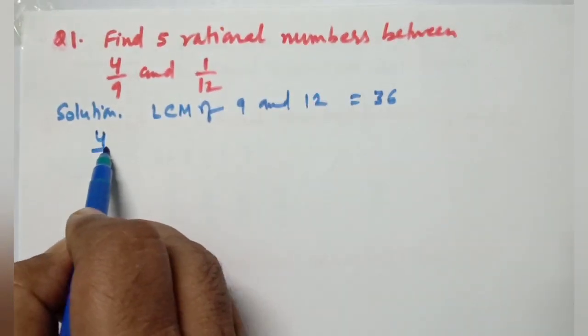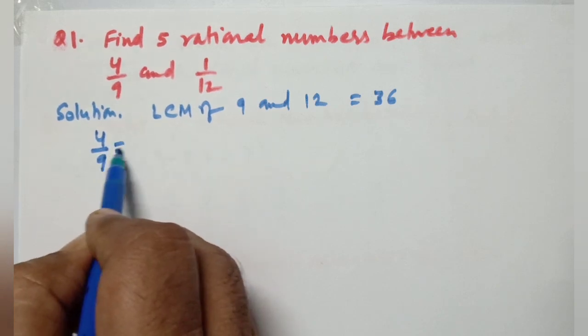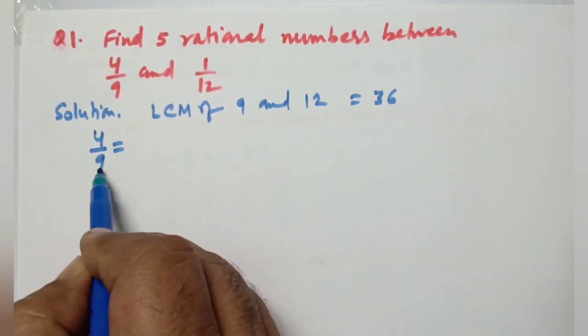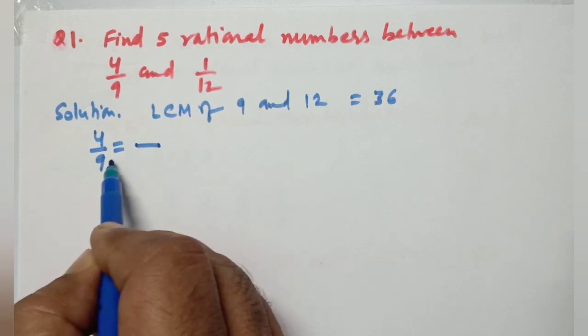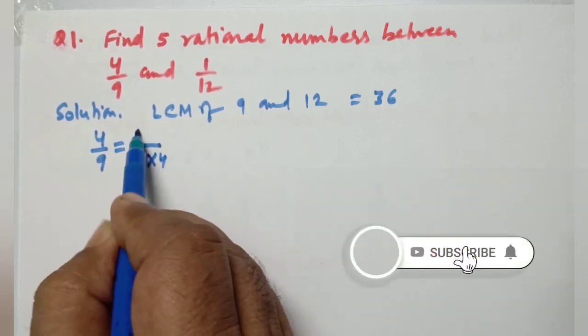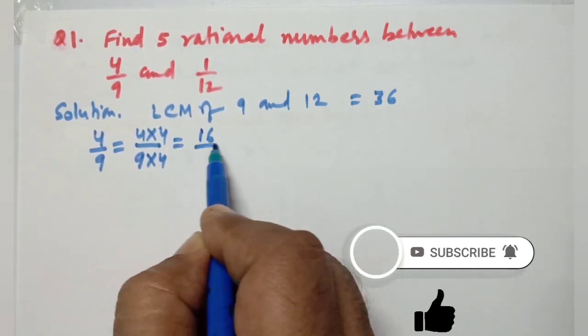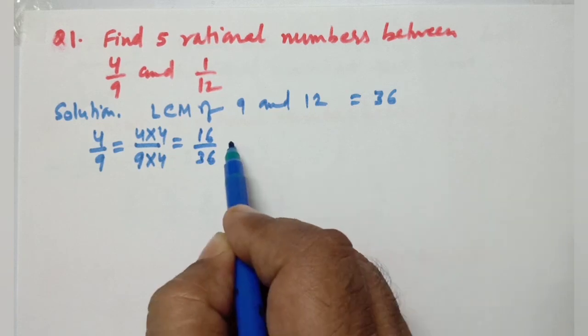So first number, 4 by 9. You multiply by such a number so that the denominator will be 36. So by what will we multiply? We multiply by 4. The same number we multiply in the numerator. So it becomes 16 by 36.